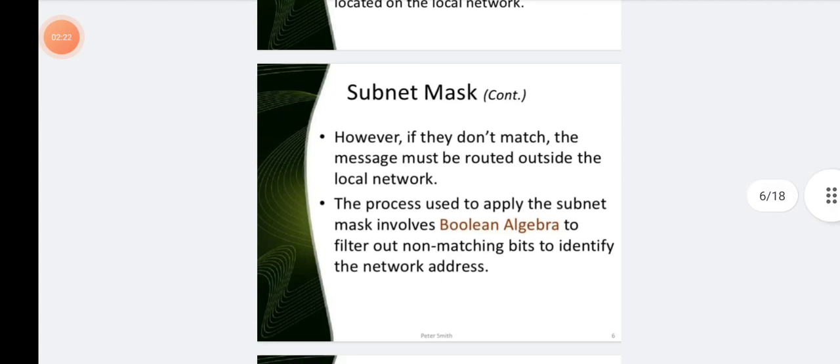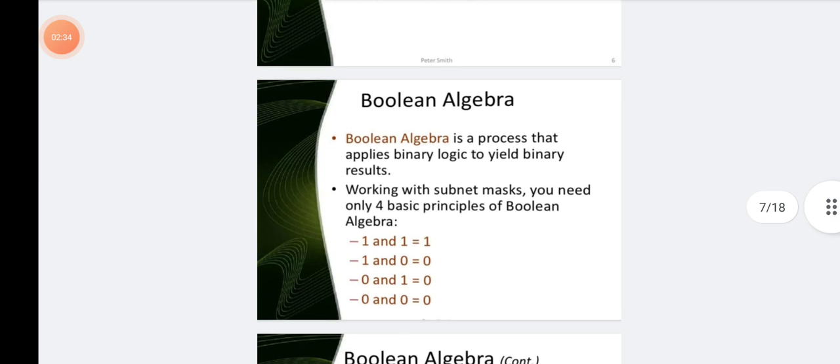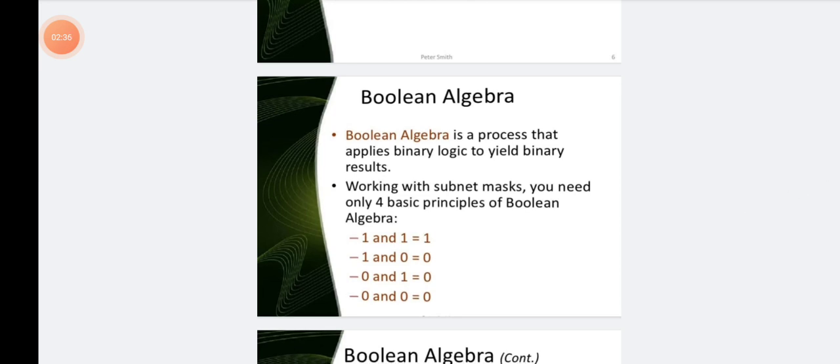The process used to apply the subnet mask involves Boolean algebra to filter out non-matching bits to identify the network address. What is Boolean algebra? Boolean algebra is a process that applies binary logic to yield binary results.